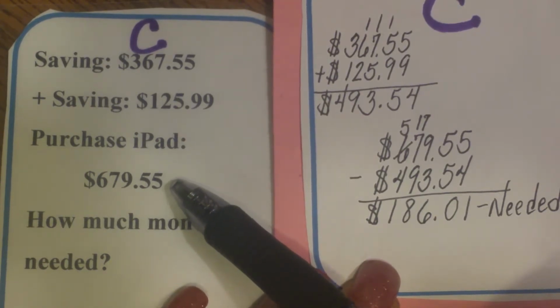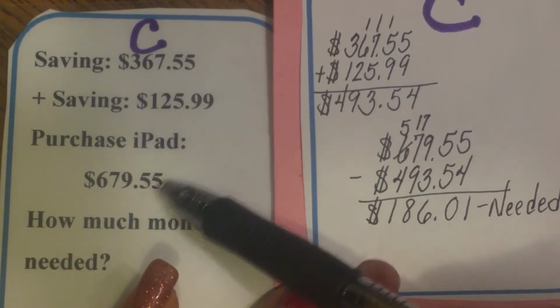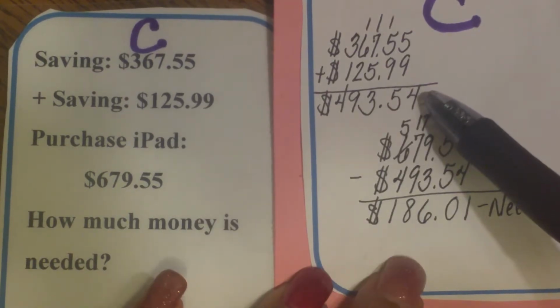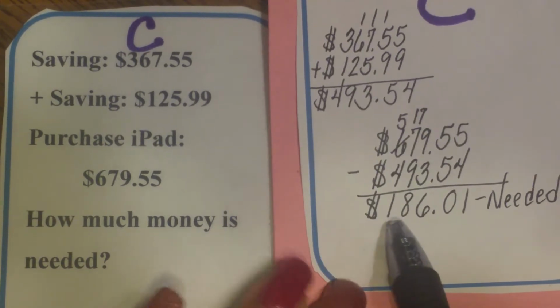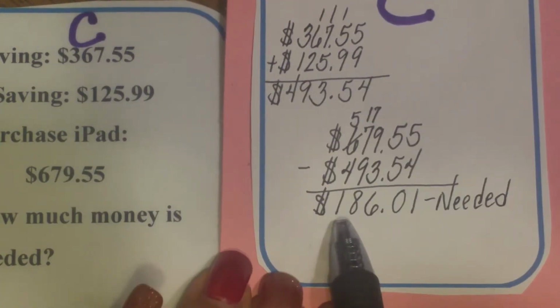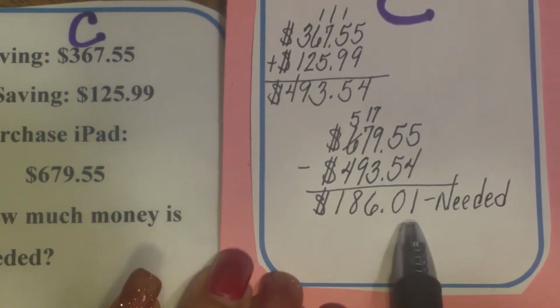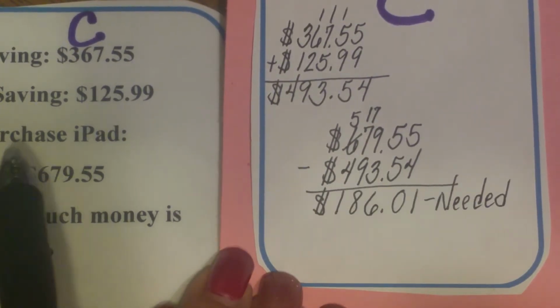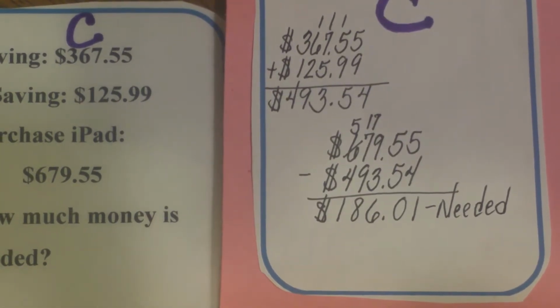So how much money does he need in order for him to purchase? So we're subtracting the $679.55 from what's in his savings account right now, $493.54. When we subtract it, our difference is $186.01. That's how much he needs in order for him to get the iPad. So if you got this correct, awesome!